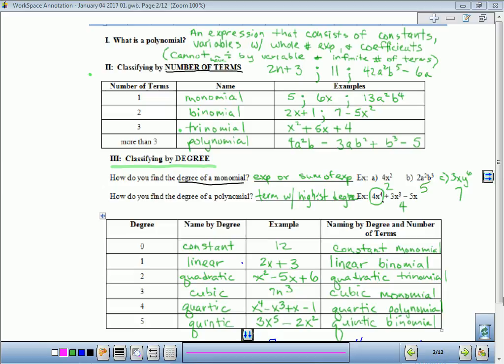Okay, I have examples of monomials, binomials, and trinomials. And when I was walking around, many of you were writing quality examples for yourself. That's awesome. You do not need to change yours. So any questions about how to classify a polynomial by the number of terms?